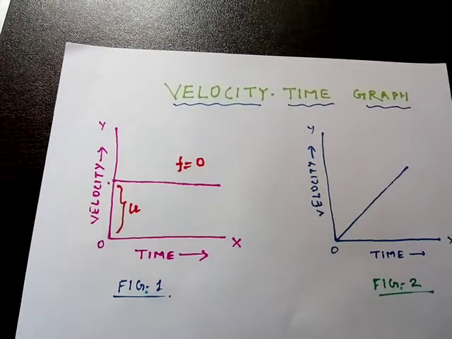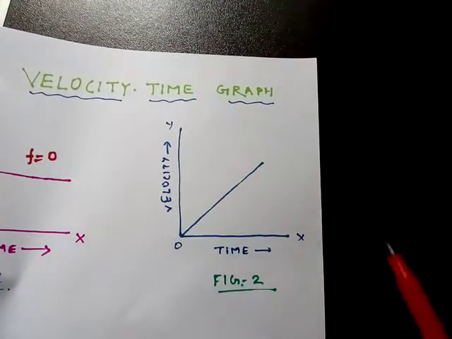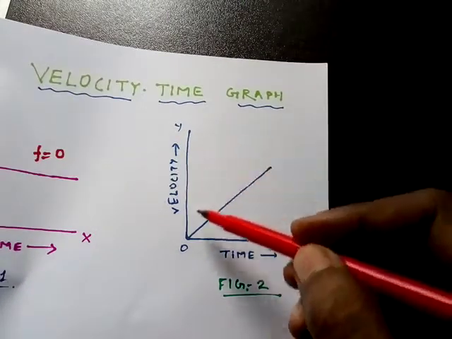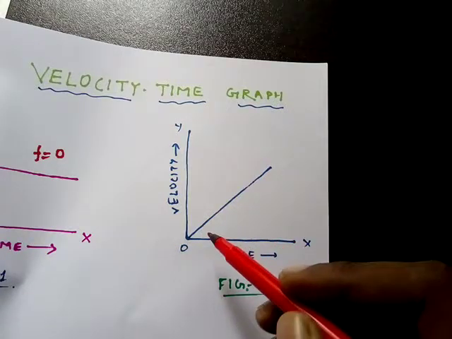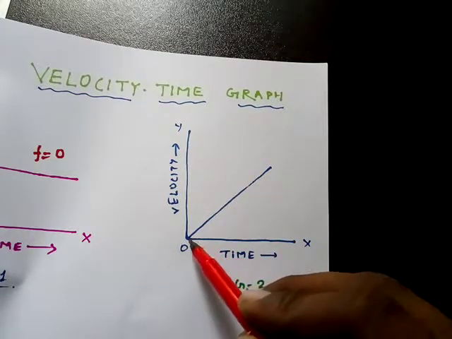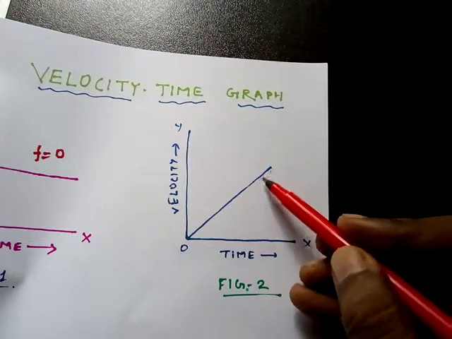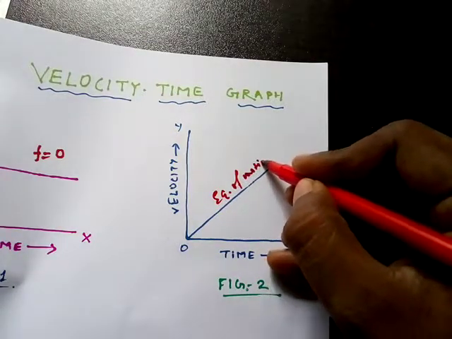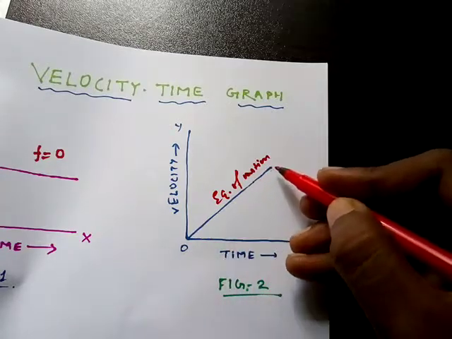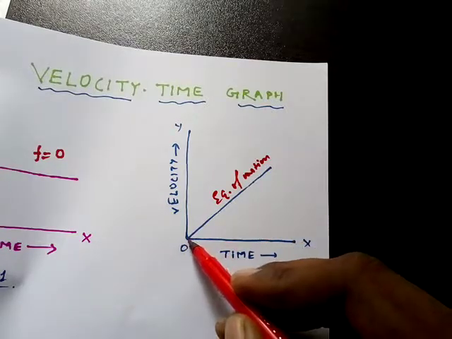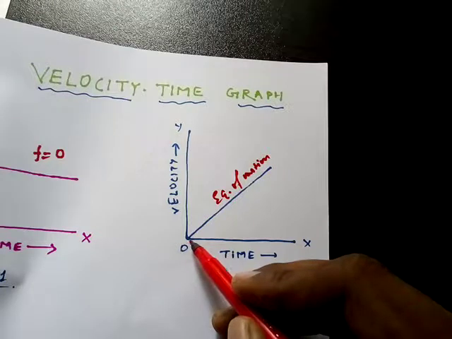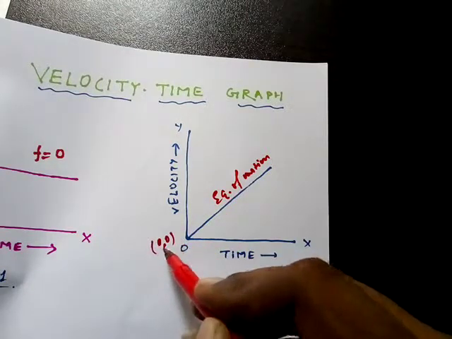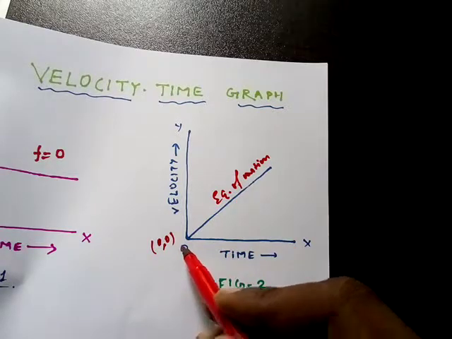Next, in figure 2, here we are watching the line, this is called the equation of motion. This line represents the equation of motion and it is starting from the origin, and you know that the origin is actually 0, 0. The value of x is 0, the value of y is 0, so time is equal to 0, velocity is equal to 0.